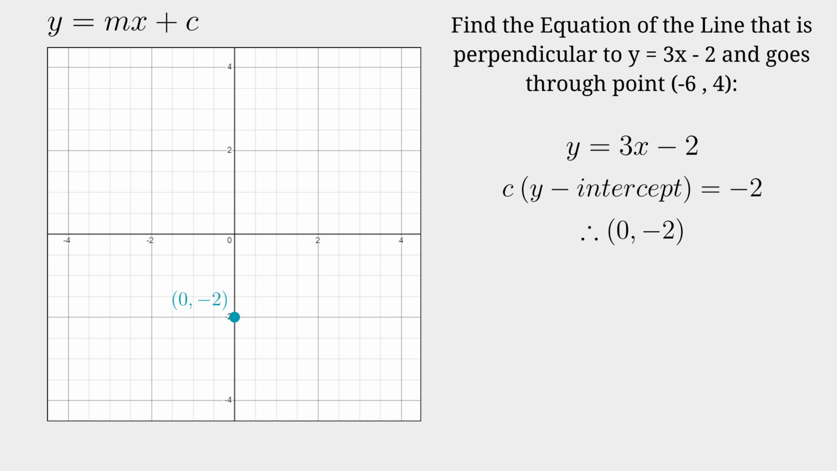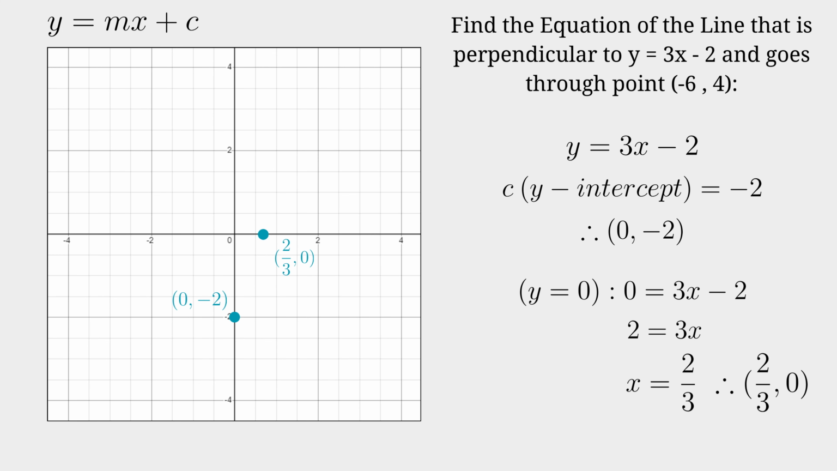For the other coordinate, I'm going to find the x-axis intercept. And how you find that is by making the y value 0 in your equation. Add 2 to both sides and then divide the equation by 3 to isolate your x value. Then x will be equal to 2/3. Now we have two coordinates, so we can draw our line.